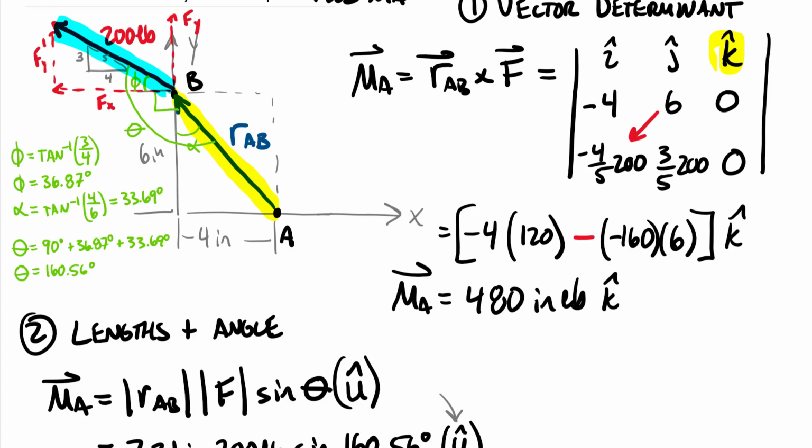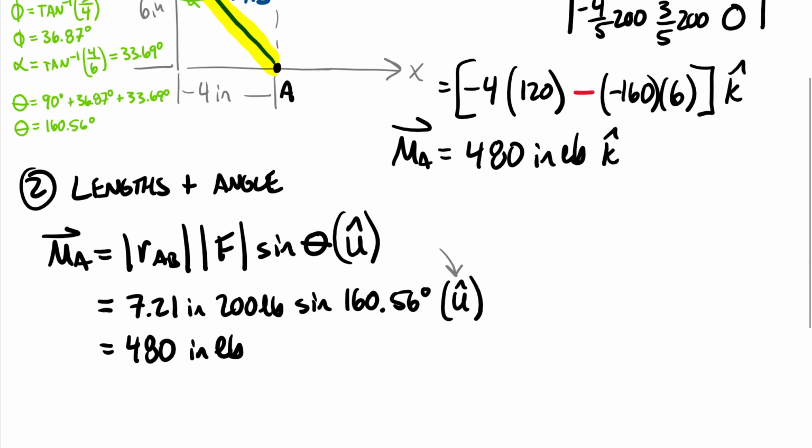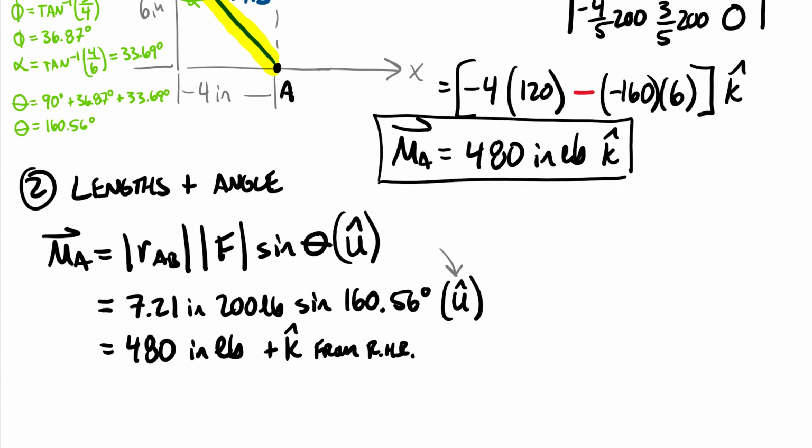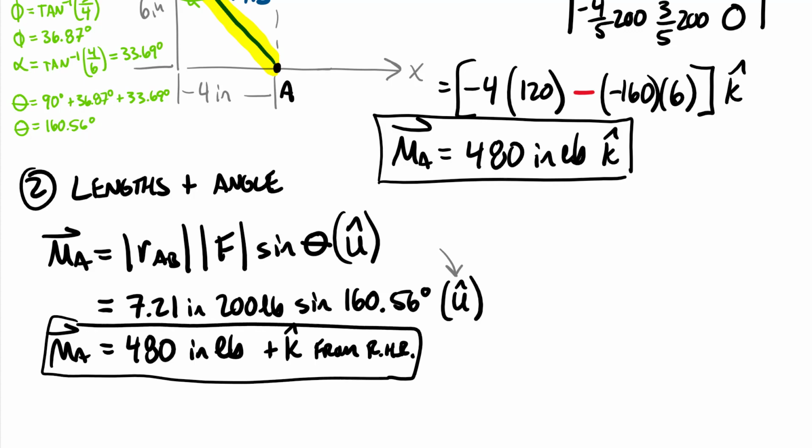But if we slide our fingers along AB, we have to turn our hand so our thumb is up in order to curl our fingers around to the left. And so your thumb should come out of the screen, and we get a positive k hat from the right-hand rule. Okay, so we can write that here as a positive k hat from the right-hand rule. Okay, so same value for technique 1 as technique 2. Just a different pathway to get there.